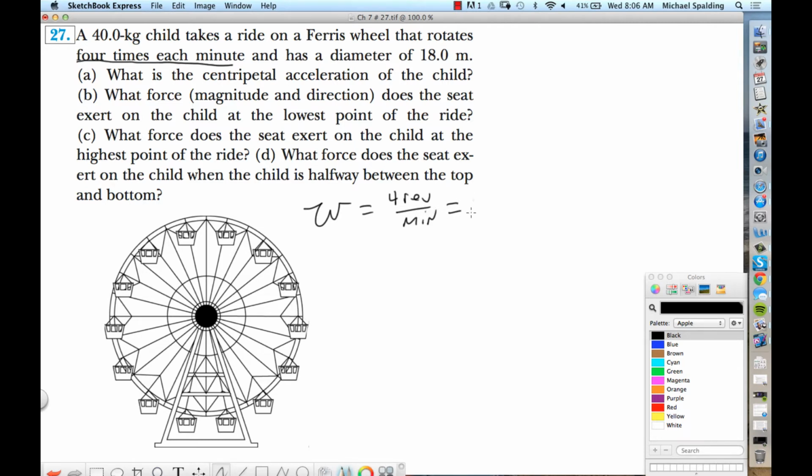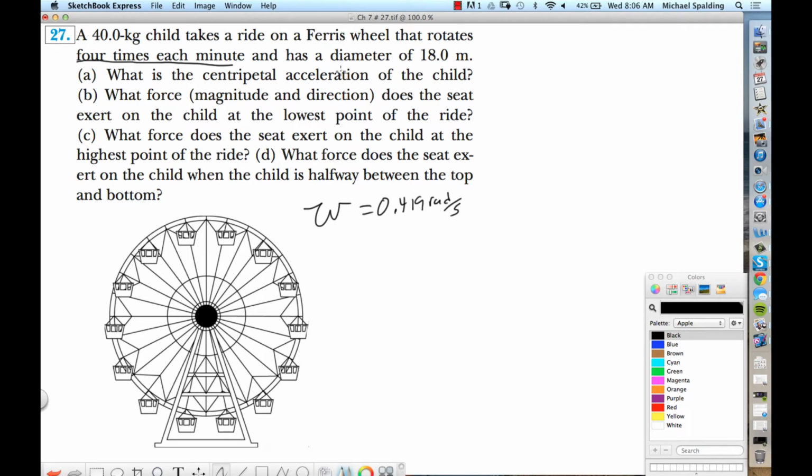So when you convert this to radians per second, we get 0.419 radians per second. How did I do that? What's a revolution? 2 pi radians. What's a minute? 60 seconds. Okay, so just a conversion. All right, so we now have an angular velocity. We know the angular velocity of this wheel is 0.419 radians per second.